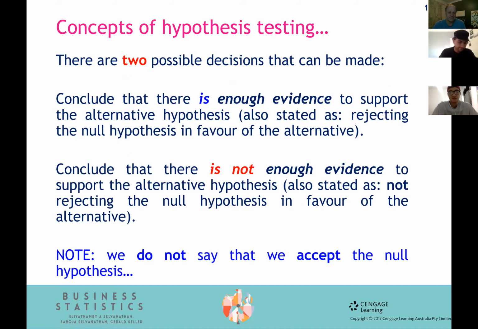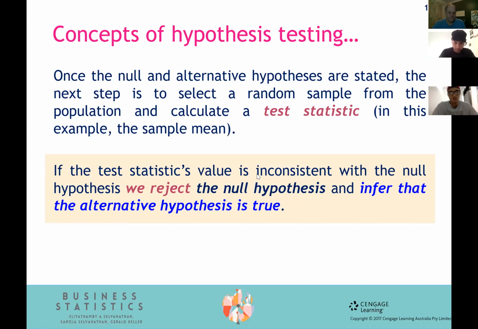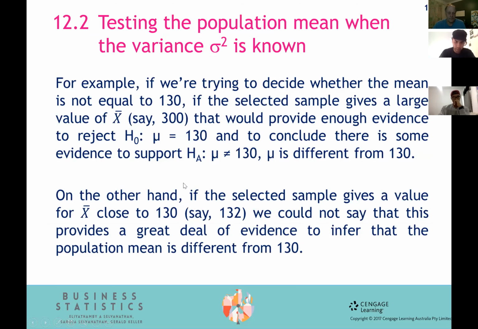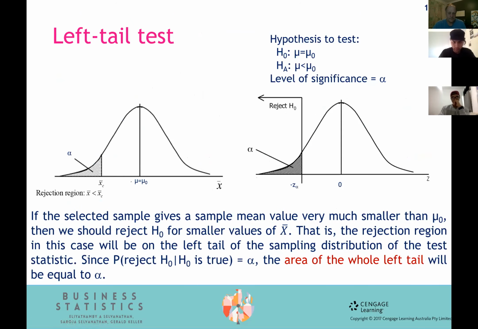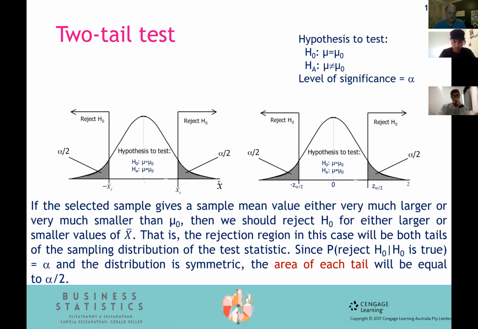It's interesting. If the test statistic's value is inconsistent with the null hypothesis, we reject the null hypothesis and infer that the alternative hypothesis is true. Okay, I'm going to go through this just so that we can get an example, or not through this one, the next one. I'll go through the next one.